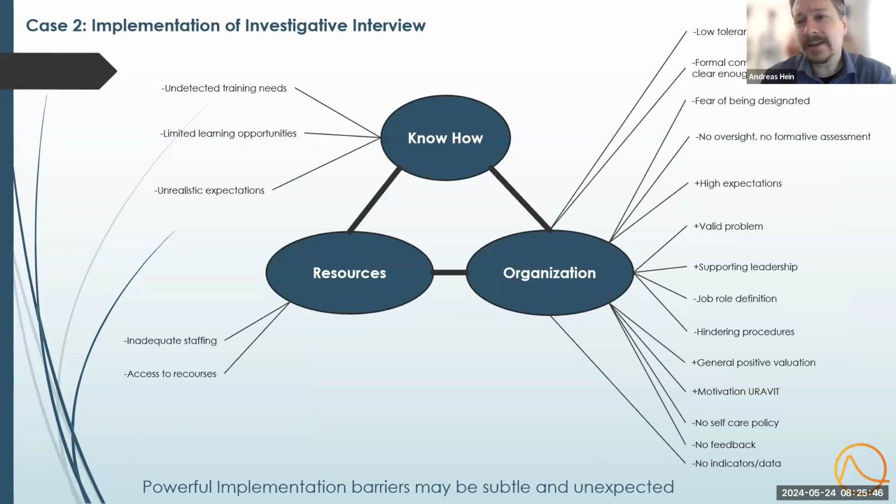The second case and the second takeaway is another case. I don't know if you are familiar, for example, with the investigative interview. The investigative interview is a technique you use to interview victims of sexual abuse, above all children, that is designed to reduce revictimization, and to get evidence for a trial in one interview with a child.